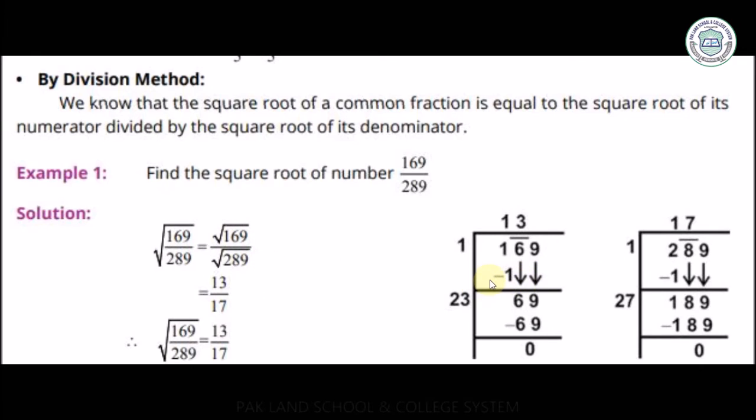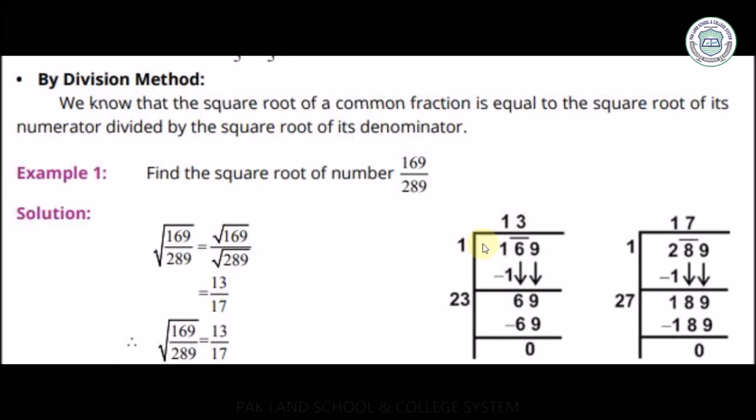The method by which we are applying the division method is the same as we have done before, making the pairs from right to left. There is a 69 pair and 1 is left as it is. 1 ones are 1, minus, remainder is nothing.